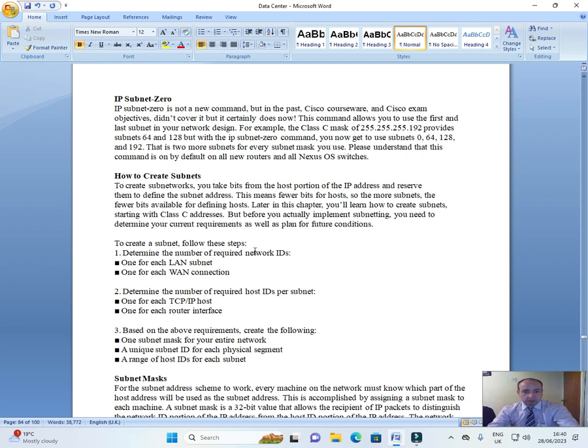To create a subnet, follow these steps. Determine the number of required network IDs: 1 for each LAN subnet, 1 for each WAN connection. Determine the number of required host IDs per subnet: 1 for each TCP/IP host, 1 for each router interface. Based on the above requirements, create the following: 1 subnet mask for your entire network, a unique subnet ID for each physical segment, and a range of host IDs for each subnet.